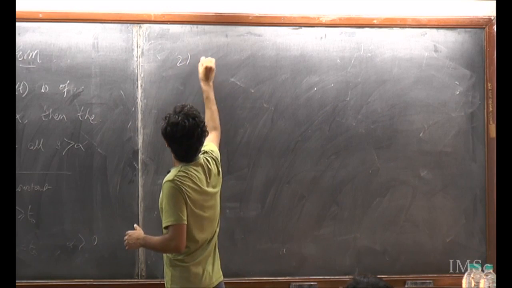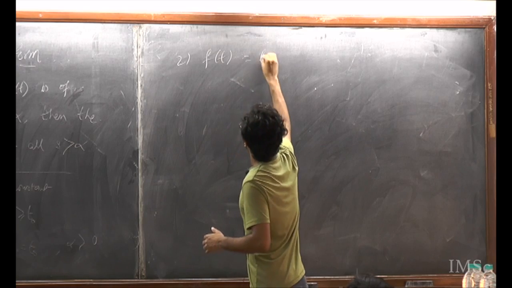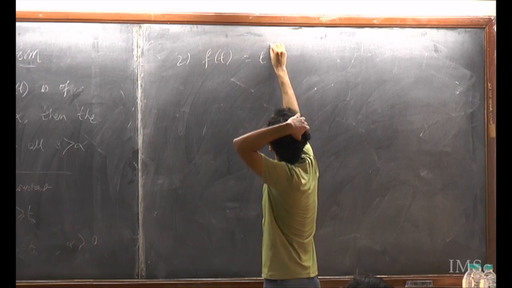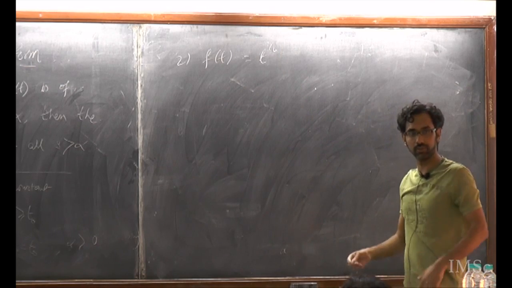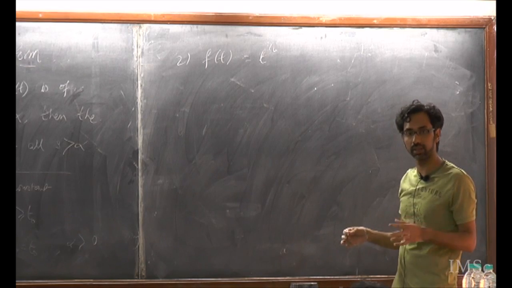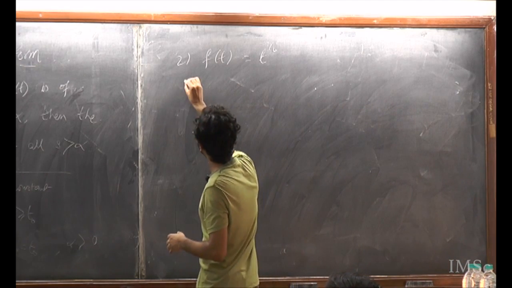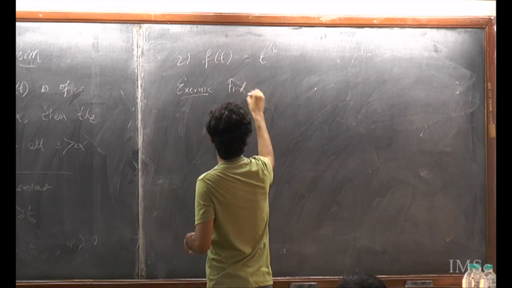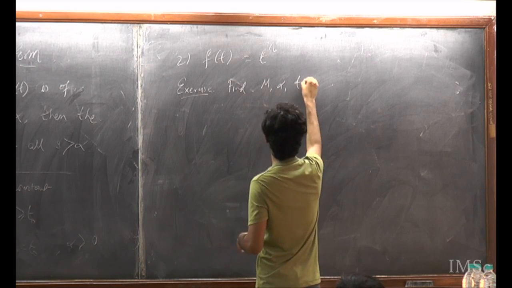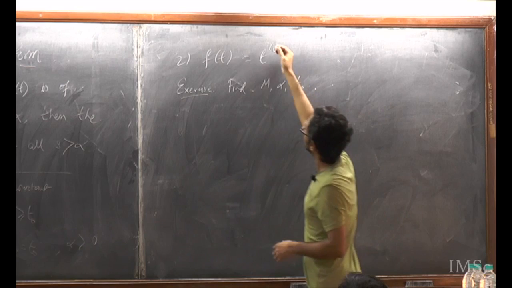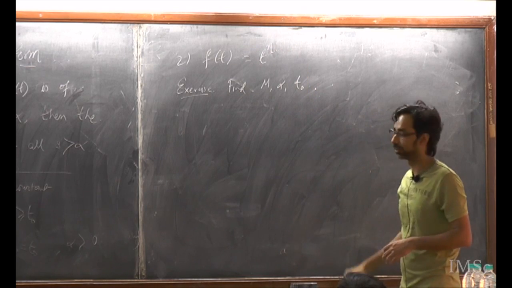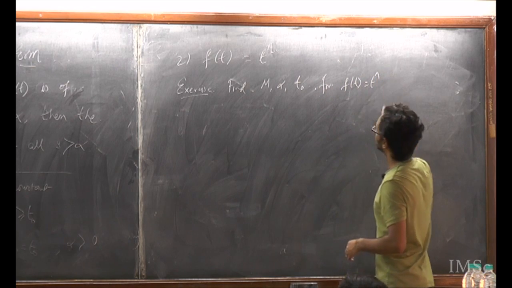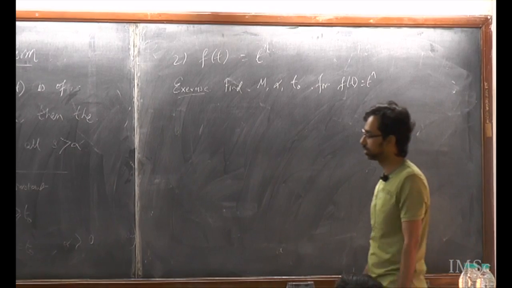Second example, f(t) is t to the n. Is this of exponential order? Yes, because as we know, polynomials don't grow faster than exponentials. So, as an exercise, find M, alpha, and t naught for this function. Okay. This is an exercise.